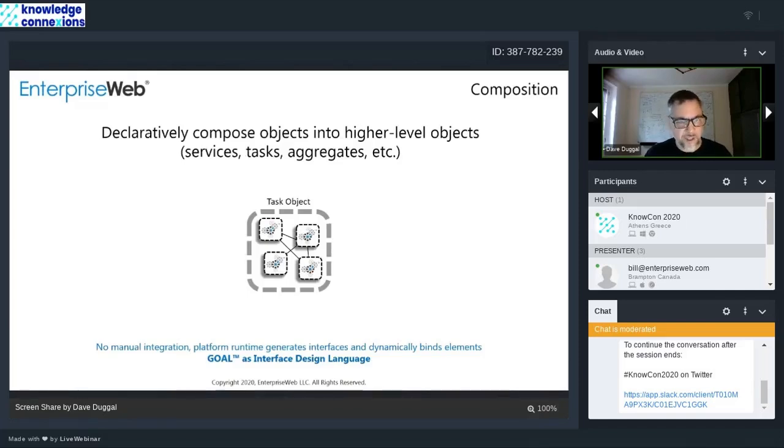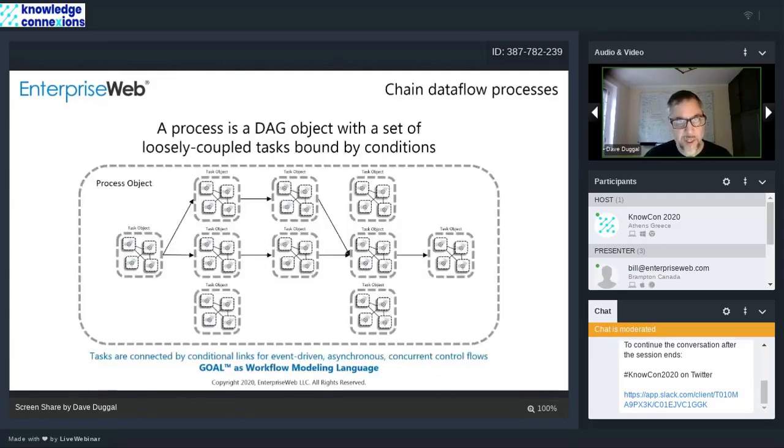These objects that are wrapped in contracts can then be declaratively composed. Once you onboard an object, it's persisted in a catalog. Then you can point and click in the catalog, or make references to the catalog, and the system will handle all of the integration for you, whether you're composing services, tasks, or aggregates. Again, this crosses the boundaries between the data space and the application space, and the system handles both of those for you. No manual integration. The system does all the binding.